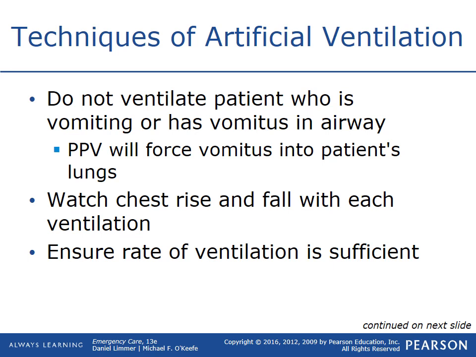So, do not ventilate a patient who's vomiting or has vomit in the airway. Positive pressure ventilation will force that vomit into the patient's lungs. Suction them first. Watch the chest rise and fall with each ventilation. Make sure you're getting an adequate chest rise. And then ensure the rate of ventilation is sufficient.